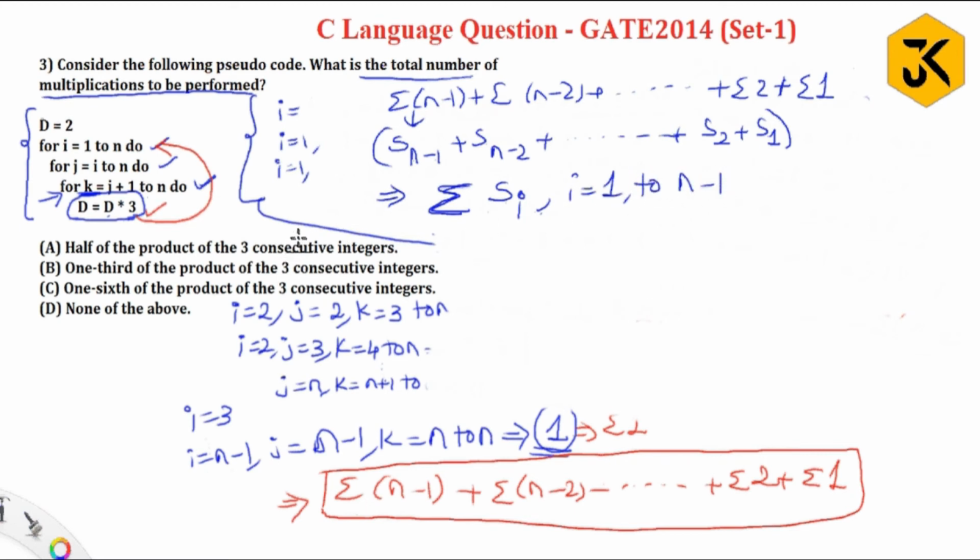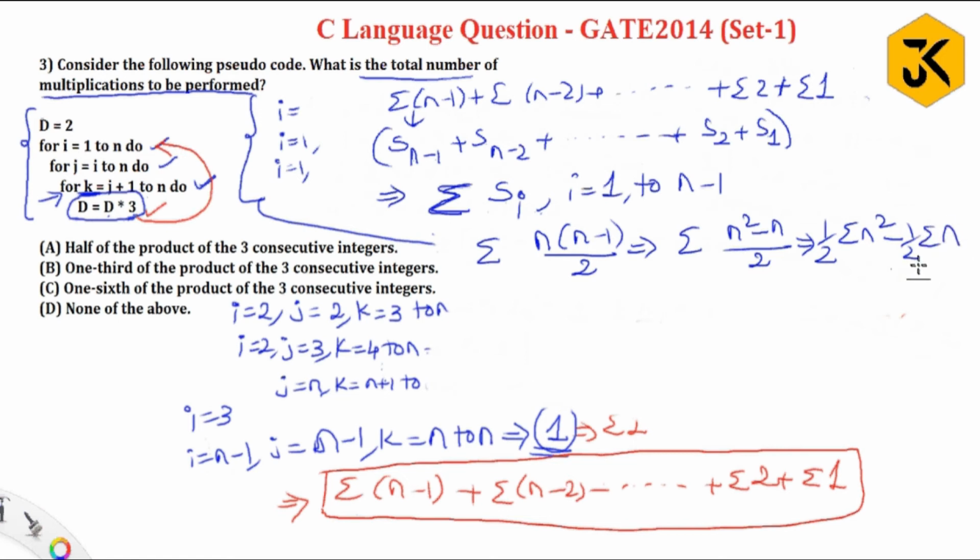You know the formula for sum of the first i natural numbers: i into i plus 1 by 2. So we can write summation of n into n minus 1 by 2. If you want, you can substitute in the formula n into n minus 1 by 2. So if you solve this, summation of n square minus n by 2. As it is a constant, you will take out 1 by 2 summation n square minus 1 by 2 summation n.